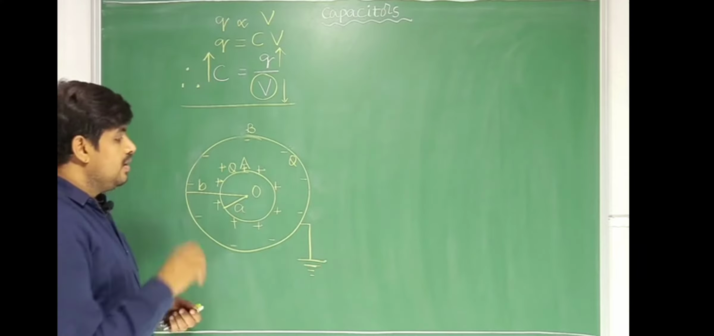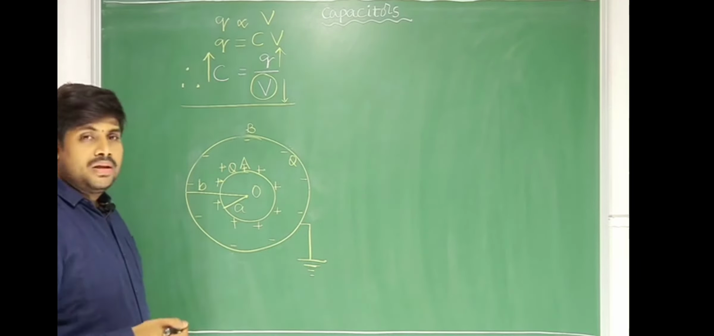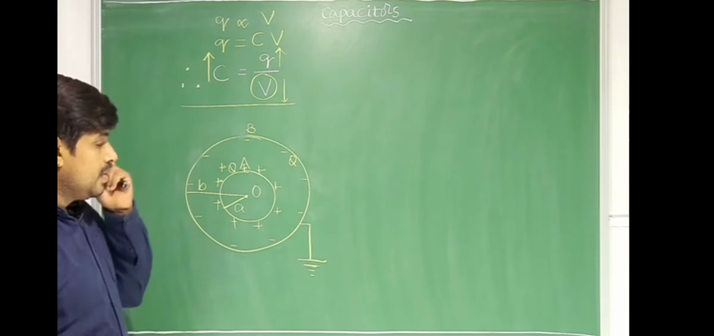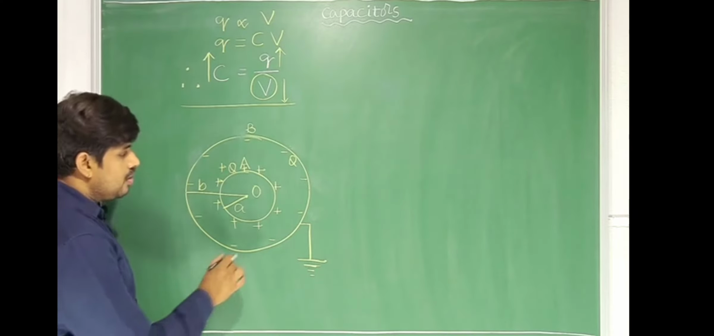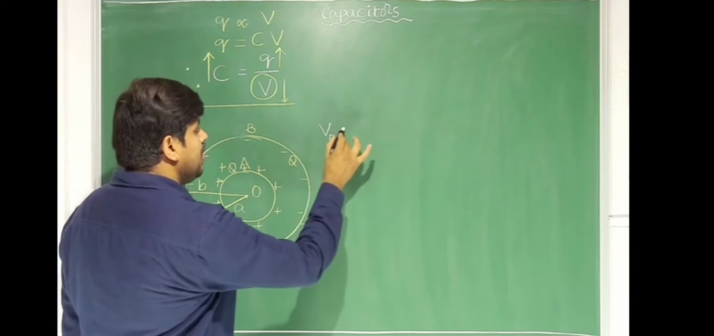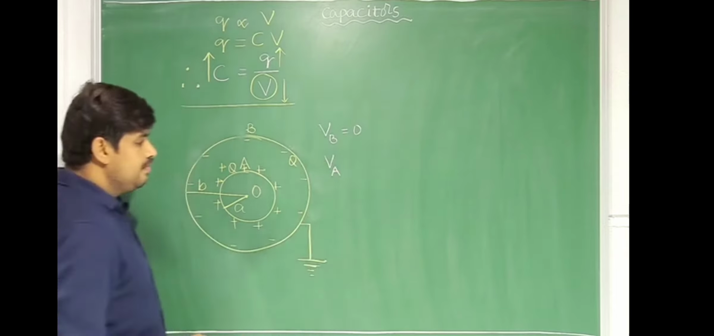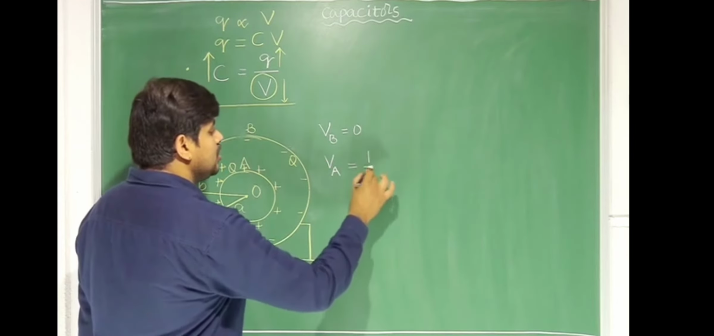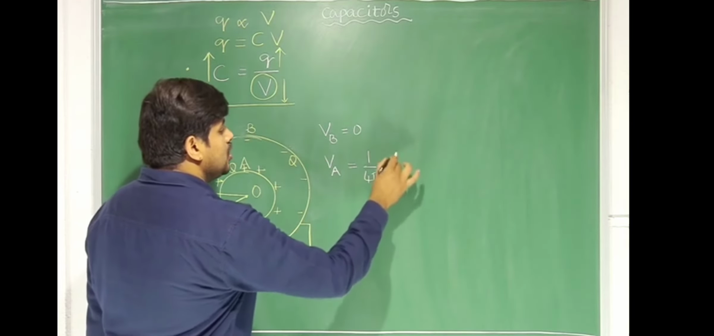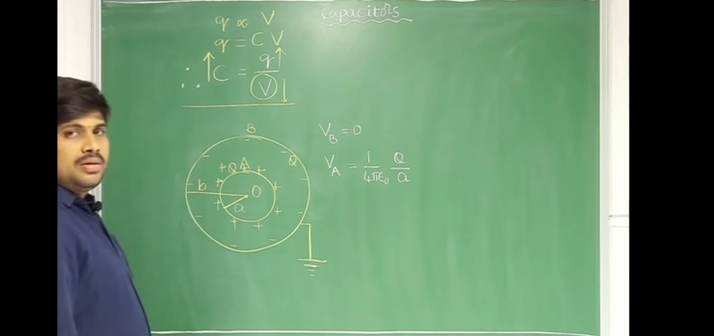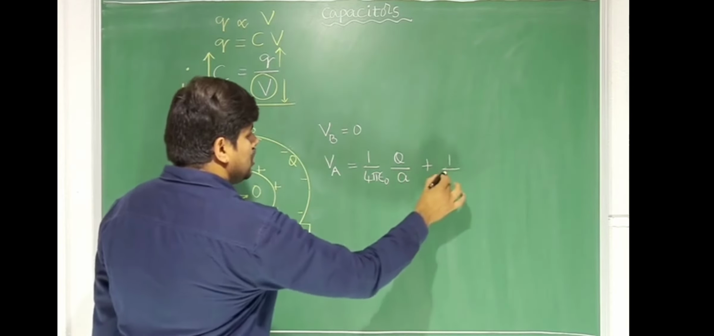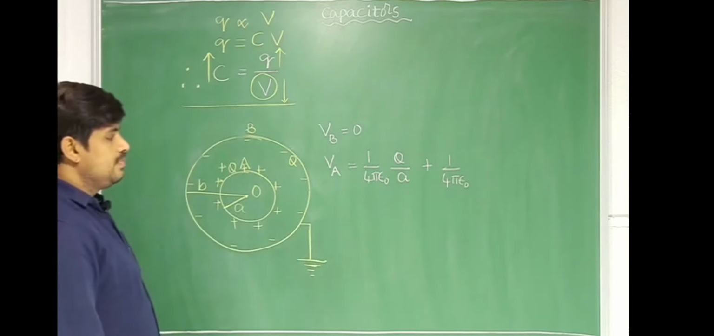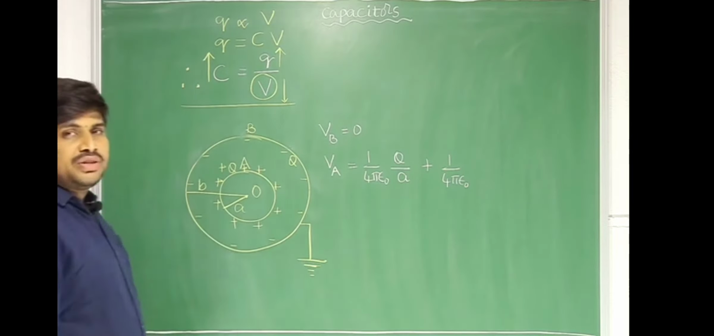Which one? B. Now there will be an electric field between A and B, and there will be an electric potential difference between A and B. Now dear students, if you write the potential of A and B, potential of B is 0, whereas the potential of A, because of its own charge, is 1 by 4 pi epsilon naught, charge on A divided by radius of A, plus 1 by 4 pi epsilon naught, charge in its surroundings, that is on the inner surface of B. How much charge is present on the inner surface of B? There is minus Q.